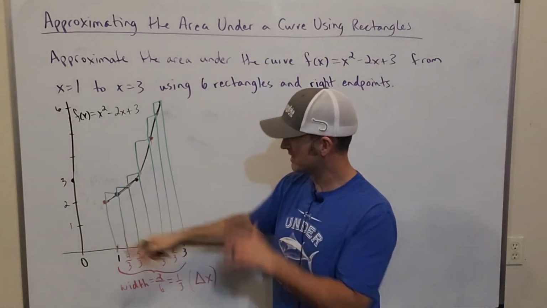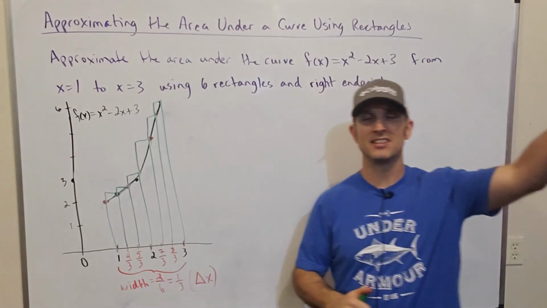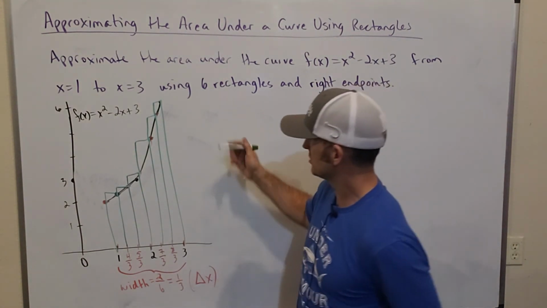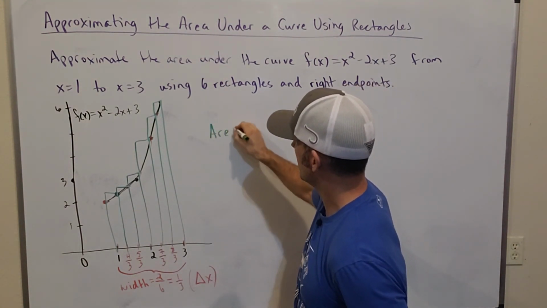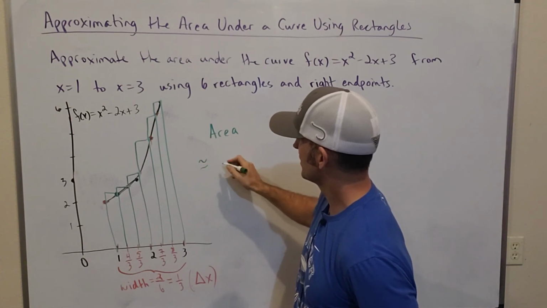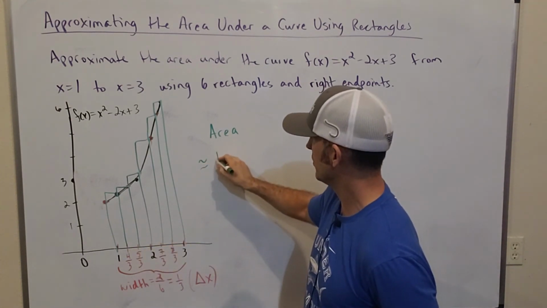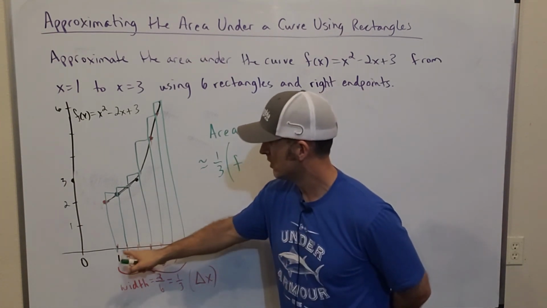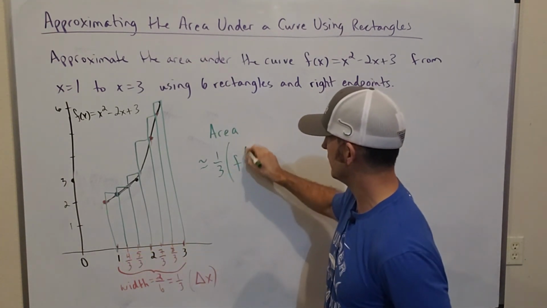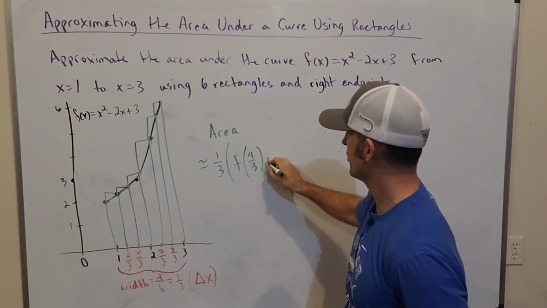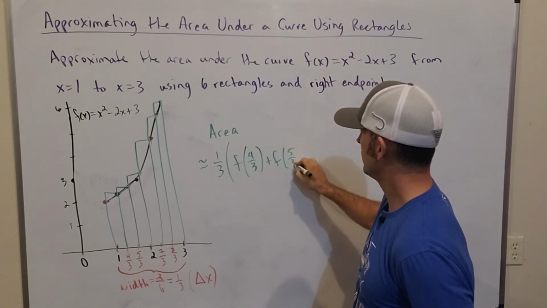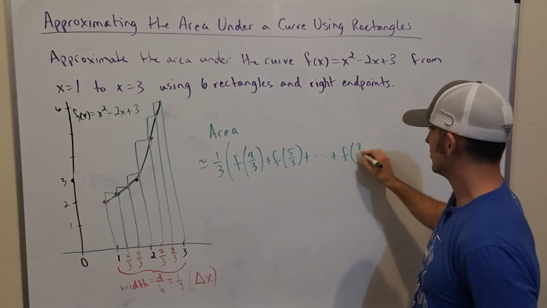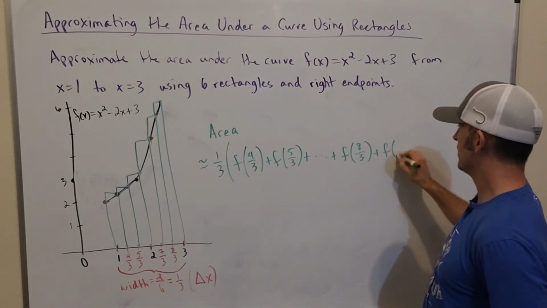So you have 6 rectangles now that supersede the top of the curve, and therefore the approximate area is going to be an overestimate. And so we'll just write it out. If you factor out the common width, 1/3, then what you're left with for your heights are f of 4/3 all the way up to f of 3. So f of 4/3 plus f of 5/3 plus ... all the way up to f of 8/3 plus f of 3.